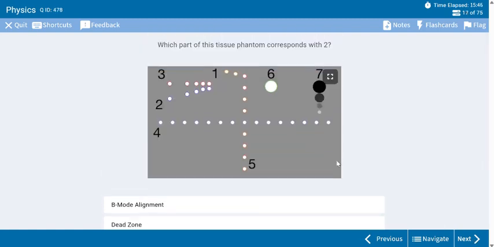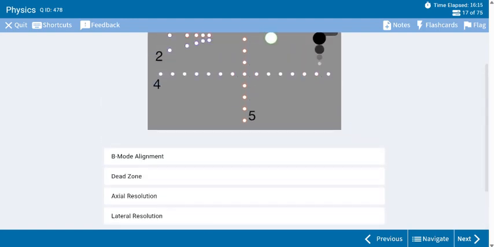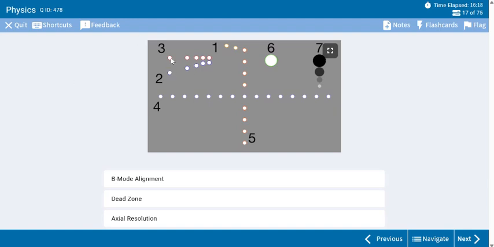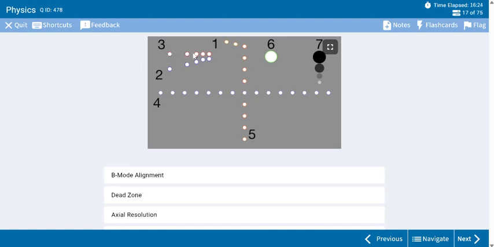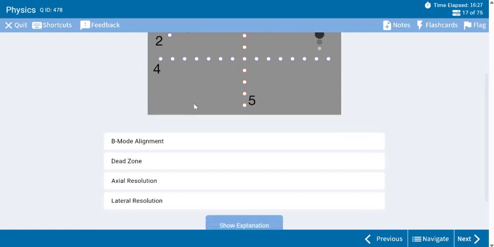So this one: which part of the tissue phantom corresponds with 2? If you know this layout, good. If you don't, it's okay. The phantom is what tests your sonography machine. When they test it to make sure it's okay, all of these dots need to come up. But knowing the dots is important also. So we look at it, we see 2. And 2 is actually the axial resolution. Axial is going up, and number 3 is the lateral resolution, so it's going straight. That's how I can remember it. So it would be axial.